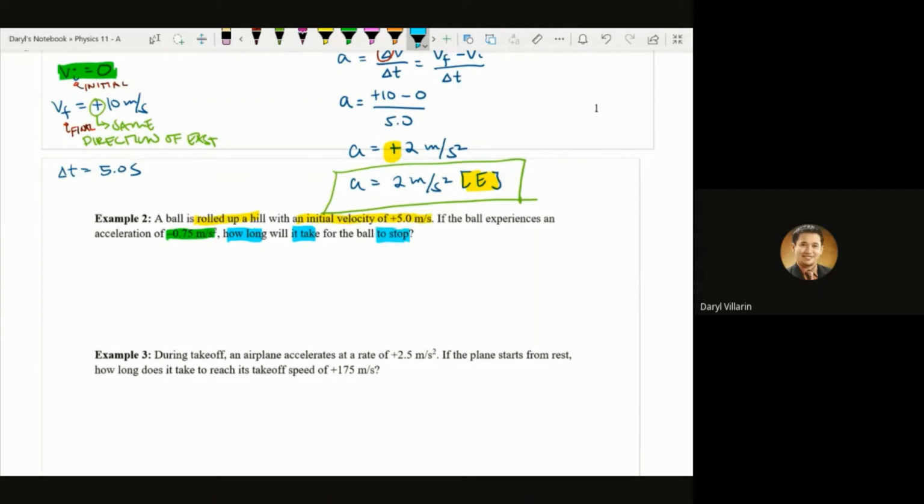So you have another word that tells you something: it stops after a particular time. It would always be advisable to draw up the situation of this whole problem. Like you have a ball going up, maybe you can draw a hill, something like that. So you have a ball rolling upwards.